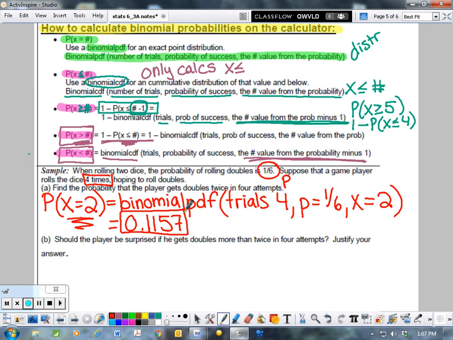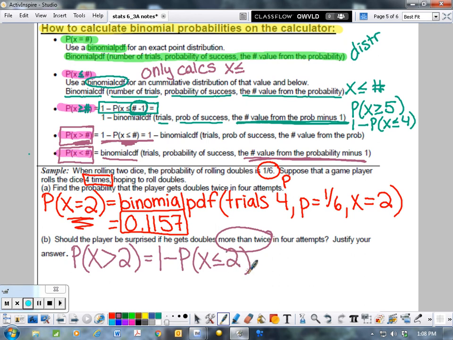And that's it. So now, should the player be surprised if he gets doubles more than twice in 4 attempts? I want to know the probability that the number of successes is more than 2. So not 2 or more, but more than 2. Because I can only calculate less than or equal to, I'm going to do 1 minus the probability x is less than or equal to 2. So I'm following the guidelines of this problem right here. Nope, not that one, this one, sorry.